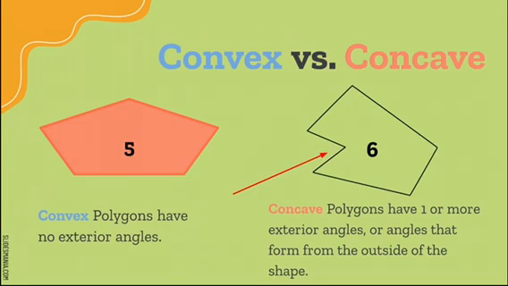Another way you can classify them is through convex and concave. Convex polygons have no exterior angles. They don't just have a piece of pizza you can take from the outside, but concave polygons have 1 or more exterior angles, or angles that you can form from the outside of the shape. So for example, for this concave one, it looks like you could take a slice of pizza from the outside, while for the convex, you can't.